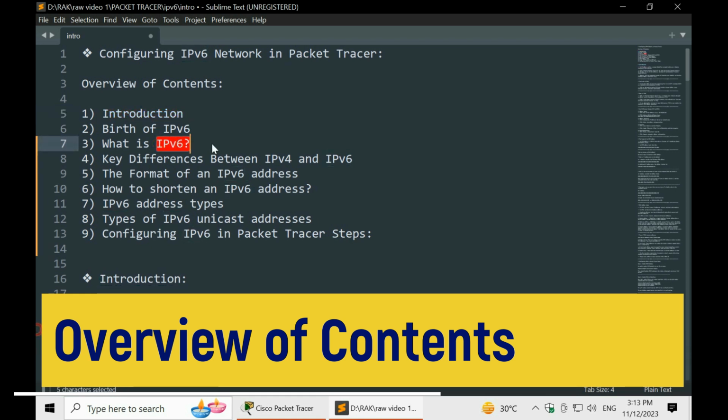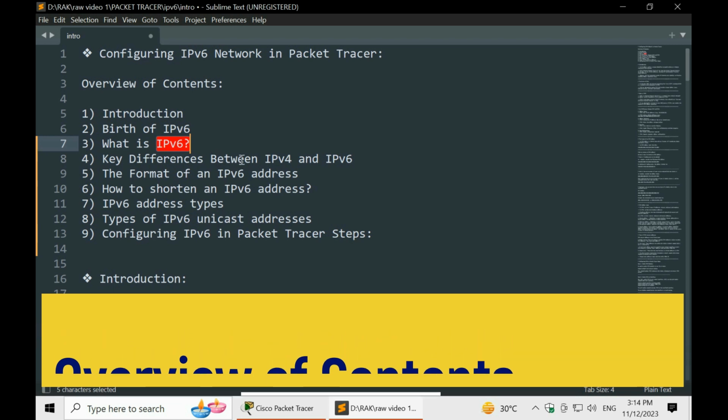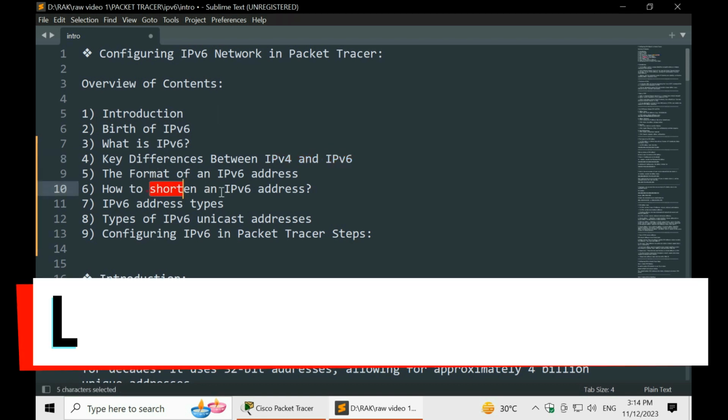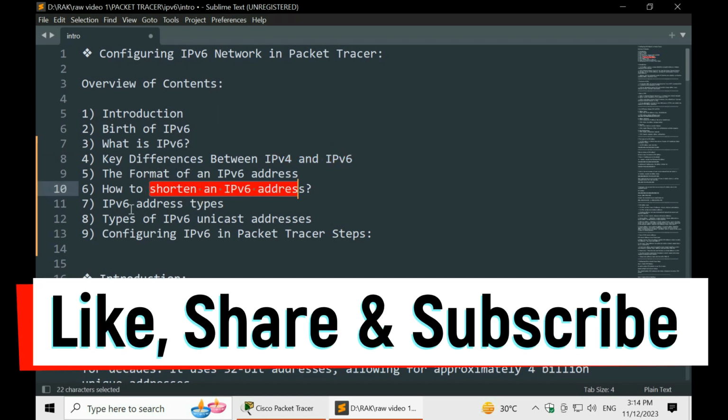Then we will understand what is IPv6. Next to that we will see the difference between IPv4 and IPv6 in terms of their features. Then we will discuss the format of the IPv6 address. Then we will learn how we can shorten the IPv6 address, because the IPv6 address is quite long. So how can we make it a little bit short? What rules are there, that we will try to discuss.